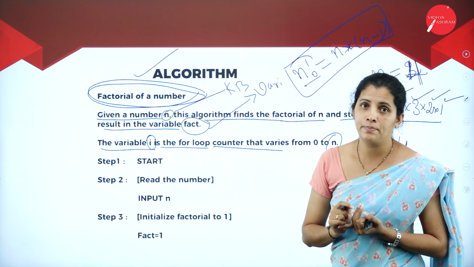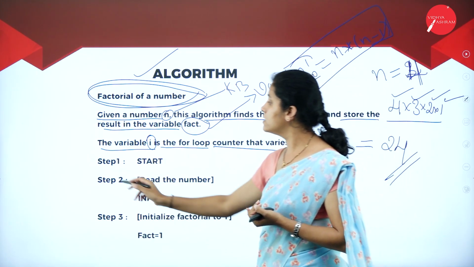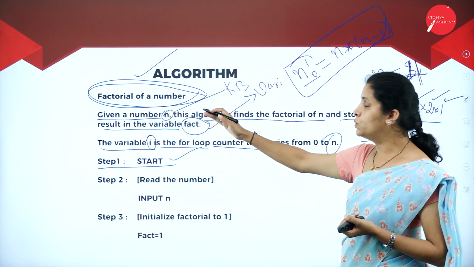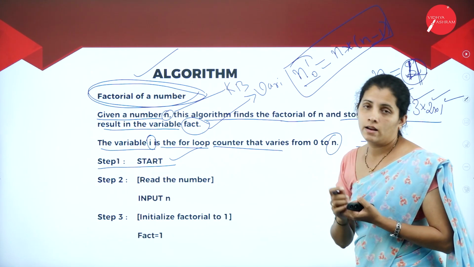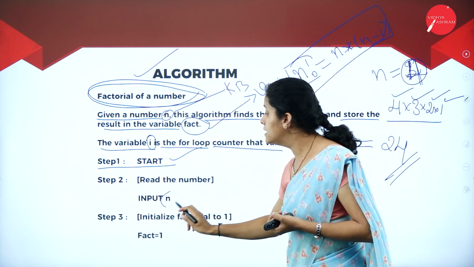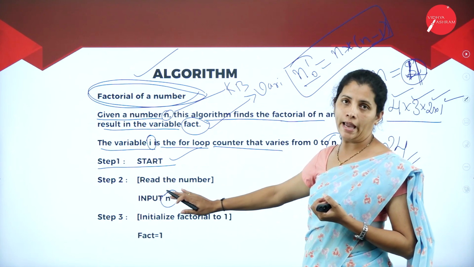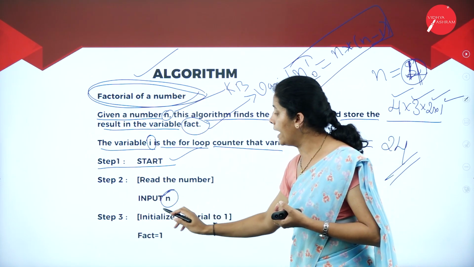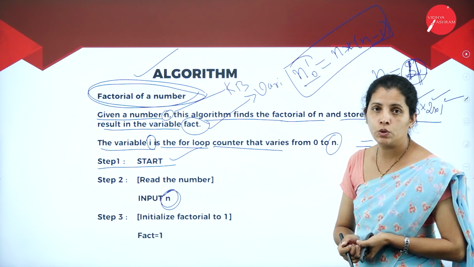What is my first step I'm going to have? That is, I want to start my algorithm. For that reason, I'm going to write my first statement. Then, what I want to read? I want to read the value 4. So, where can I read it? With the help of a variable. What kind of variable? That is of type integer, and the variable name here is n. So, what is the input to my algorithm here? That is n. Then, I am going to initialize fact equal to 1.